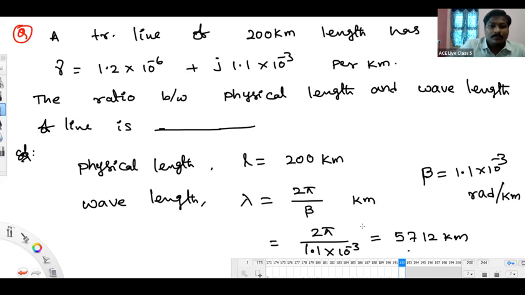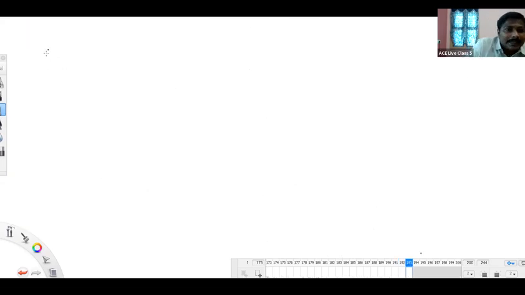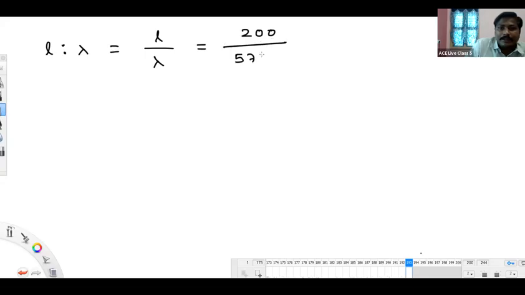He is asking about the ratio between the physical length and wavelength, right? So you have to take L by lambda. L by lambda is 200 in the numerator, and in the denominator it is 5712. Kilometer will be cancelled. How much is that ratio? 0.035. All of you getting it? The length of line is less than 5712, so there is a phase shift in the waveform.